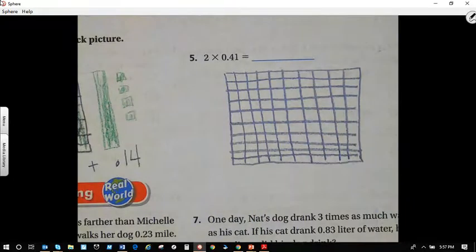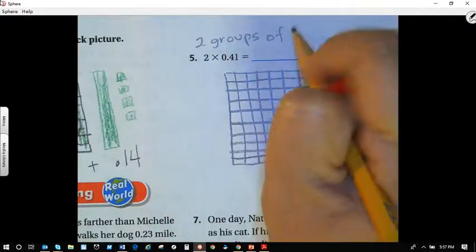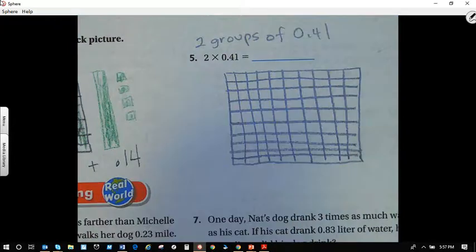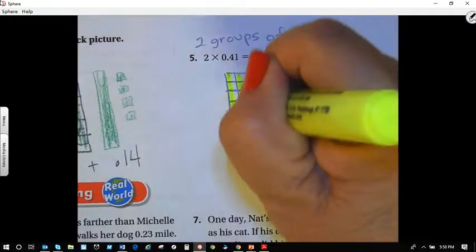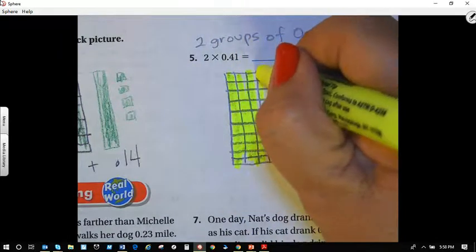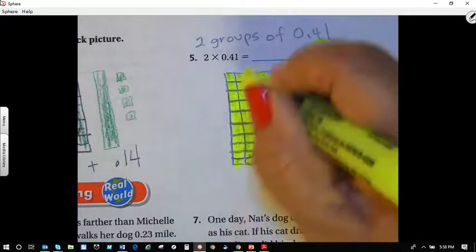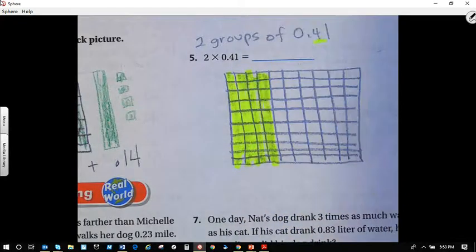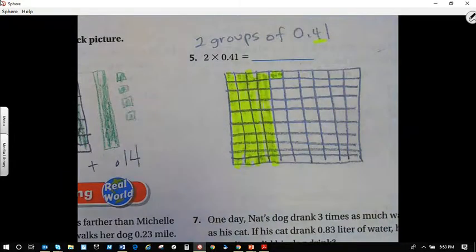All right, so now I needed to have 2 groups of 41 hundredths. And so I'm going to go ahead and shade in. I have 4 tenths, so I'm going to shade in 4. 1, 2, 3, 4. So that's 4 tenths plus my hundredths. It's right here. All right, but that's only one group. I still need to do the next group.